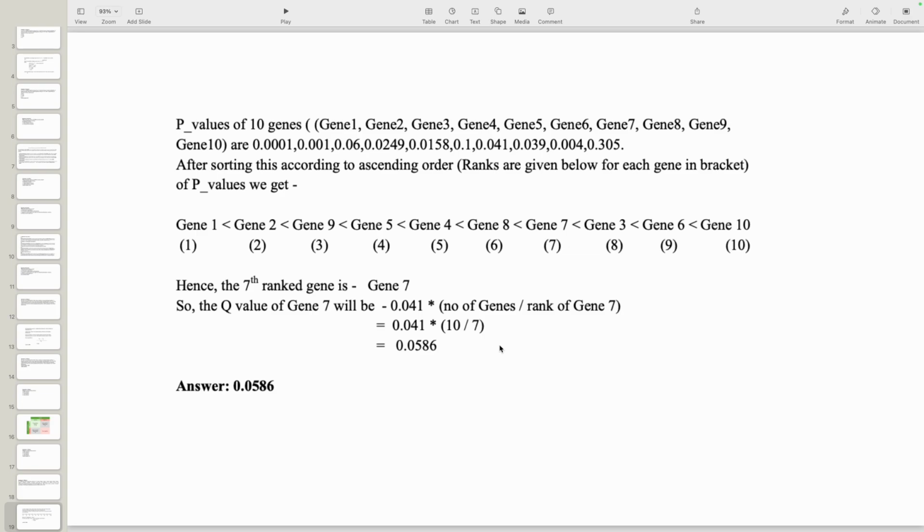Ma'am, I have one doubt. In our question, it is written to compute the Q value of gene 4. If we are taking gene 4 into consideration, then the rank will be 5, right? Yes. And the value will be 0.0158 according to the question given. Yes, these two values would be changed, and the answer would be according to that. Ma'am, what will be the value then for the Q value? Like in this case, for gene 7 we took 0.041. Yes, the value for gene 4 will be 0.0158, and it will be 0.0249. Oh, thank you, ma'am.